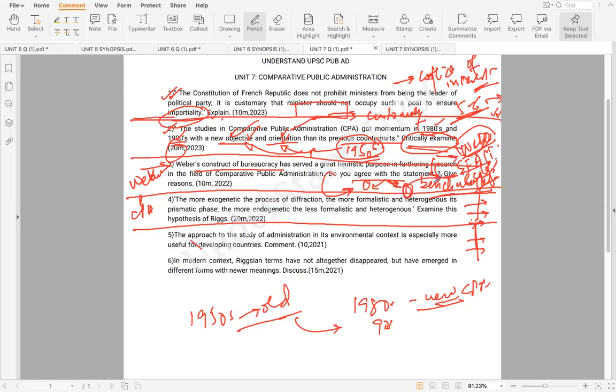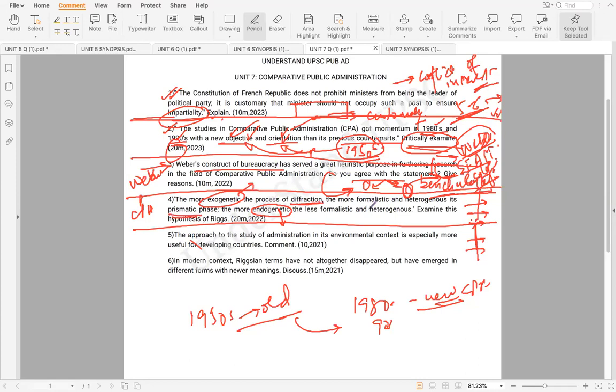Yeah. So the question is: the more exogenetic the process of diffraction, the more formalistic and heterogeneous its prismatic phase is; the more endogenetic the process was, the less formalistic and heterogeneous will it be. Examine this hypothesis of Riggs. If you look at the keywords, you have exogenetic and endogenetic. ये पहला हो गया. So you have exogenetic changes and endogenetic changes. The second is diffraction and prismatic phase. You have to explain this as well.